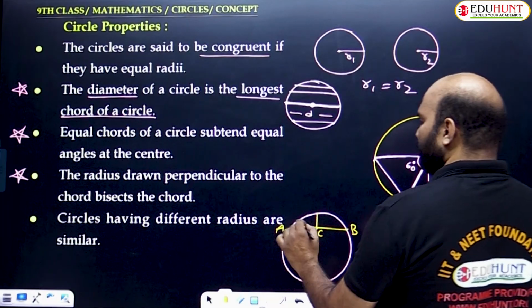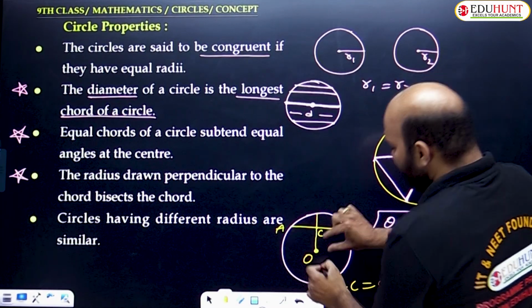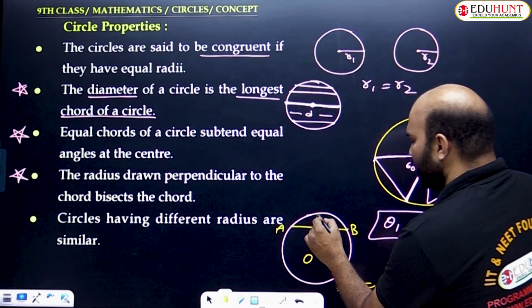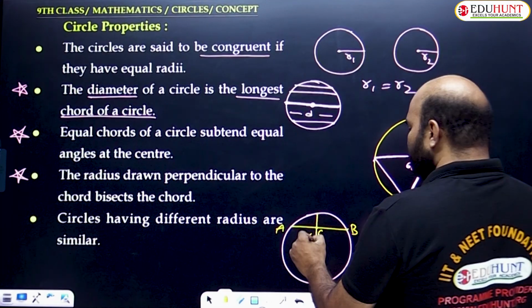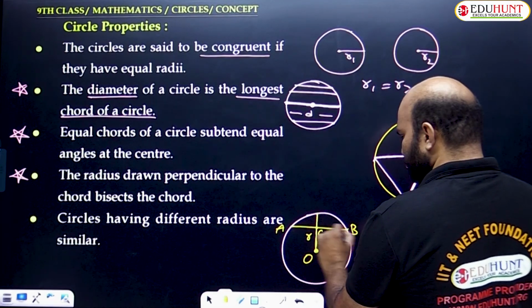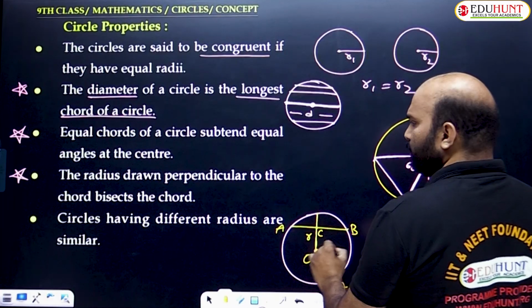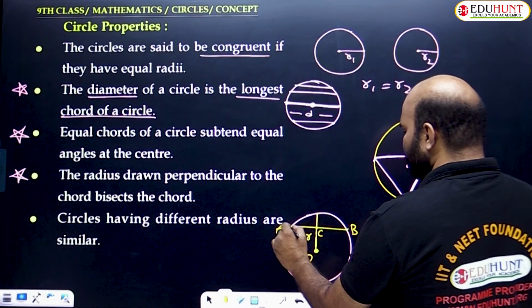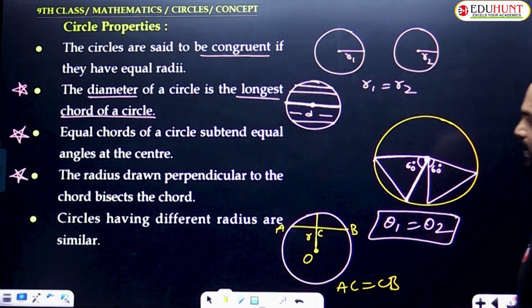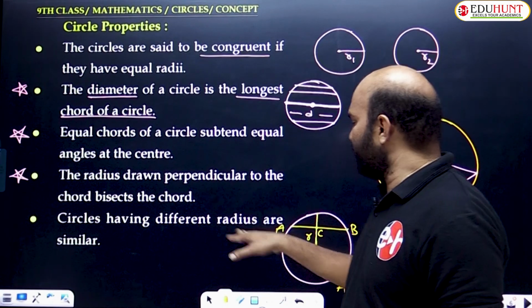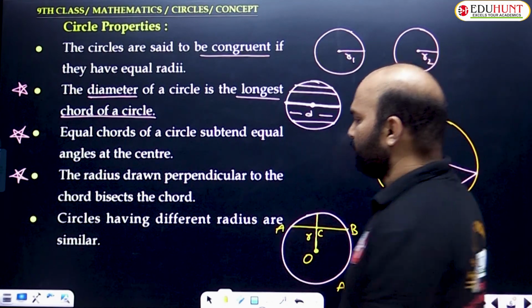Clearly we need to understand: this is called the radius. Am I clear? The radius drawn perpendicular to the chord AB bisects the chord. Bisects means what? AC equal to CB. Am I clear?